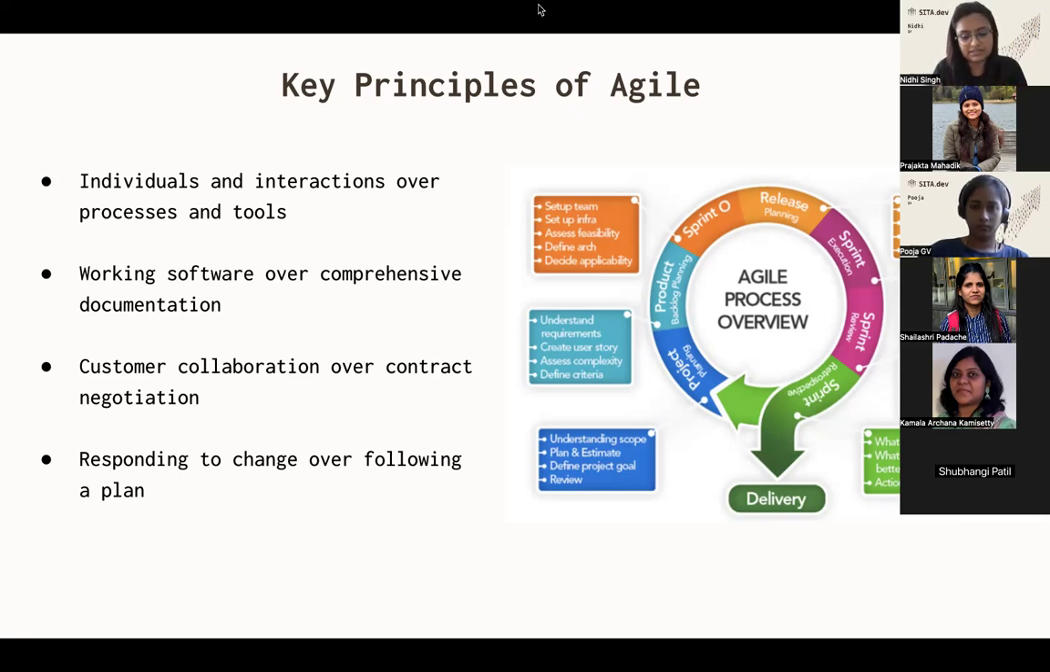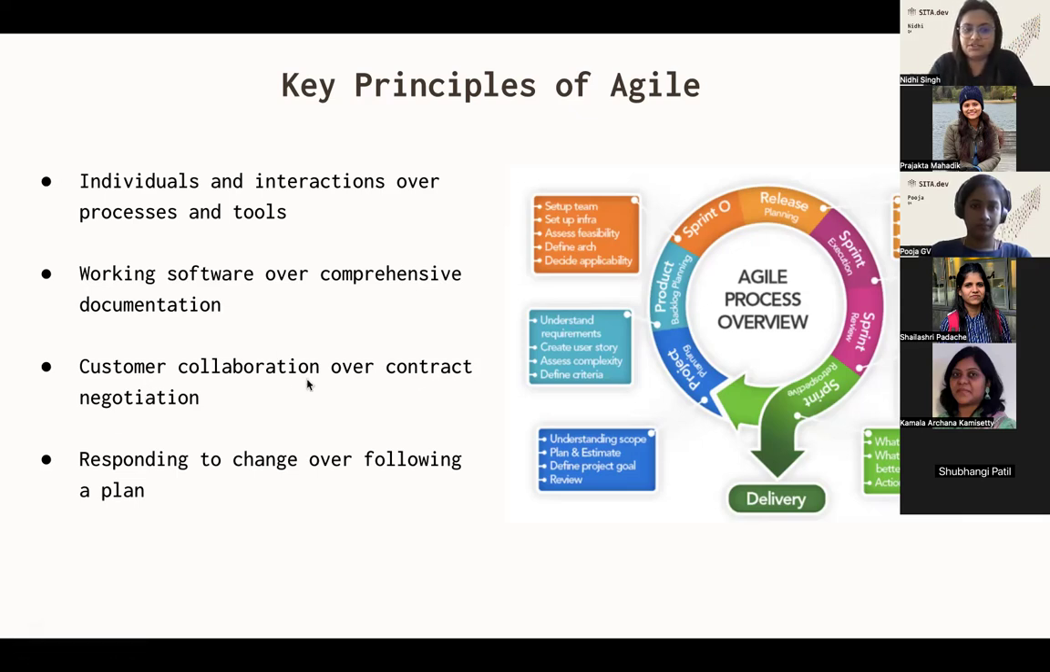He knows that in this sprint this work is going to be done and he will get this thing. So he also has the satisfaction. That's why individuals and interactions are more focused over processes and tools. Next, working software over comprehensive documentation. Here, documentation is not preferred. We are not focusing only on documentation; rather, we are focusing on the working software. Small chunks of software are delivered after each sprint.